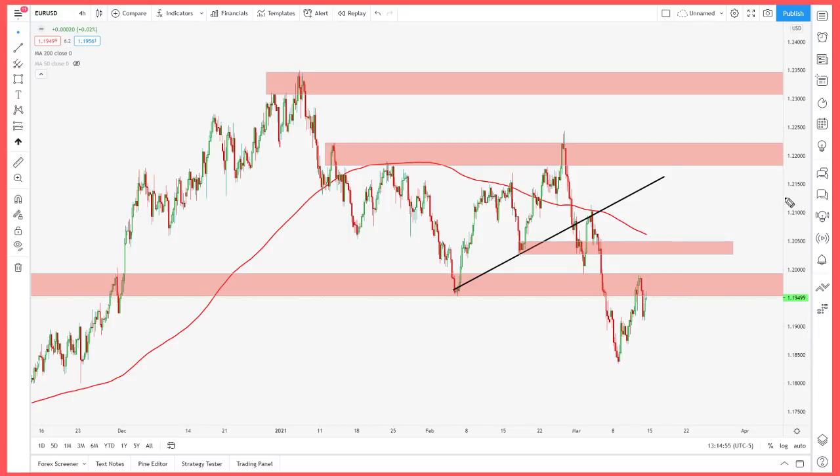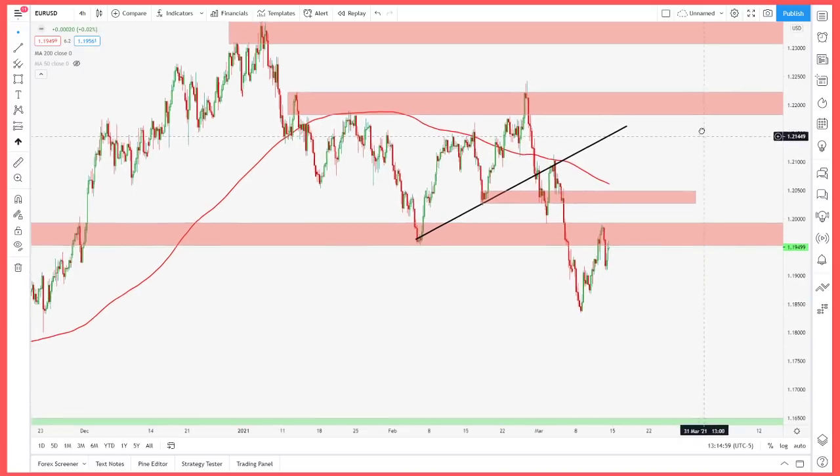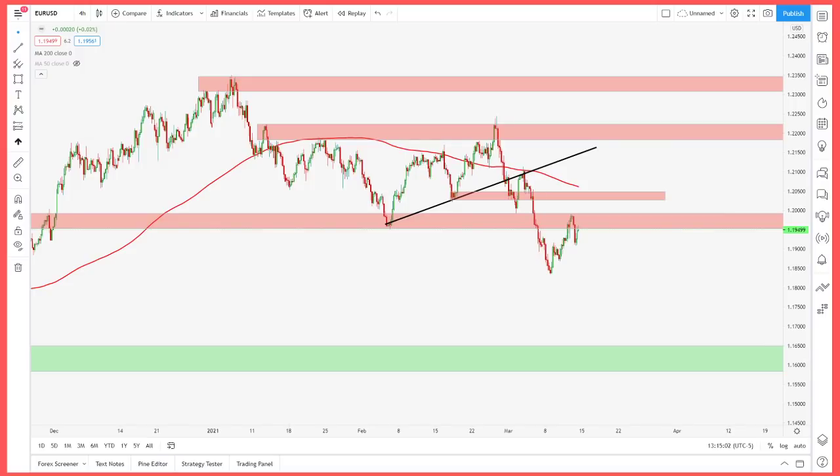I do have stops in place, so if the trade goes against me, then no problem. I'll just take a small loss. But I am really anticipating a potential move here on the euro dollar down longer term, maybe not right away, but longer term to 1.16.